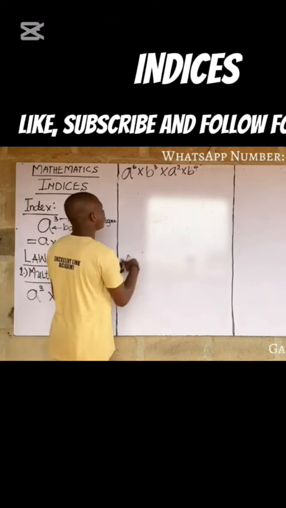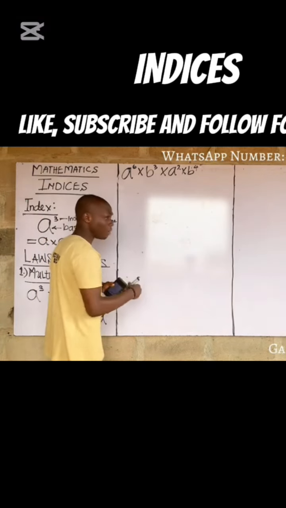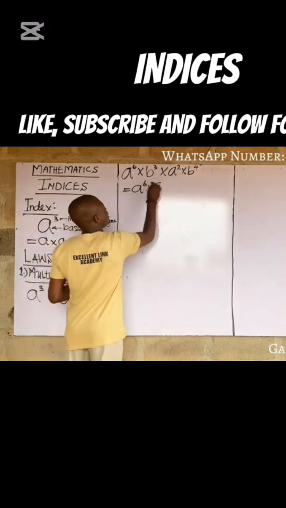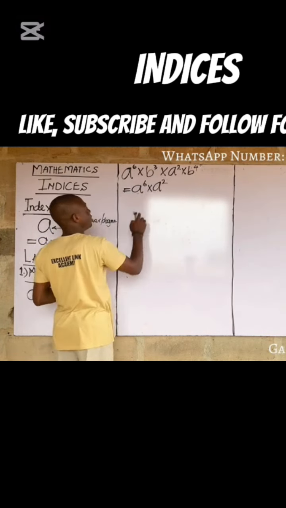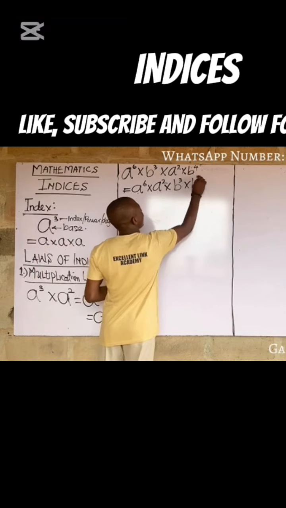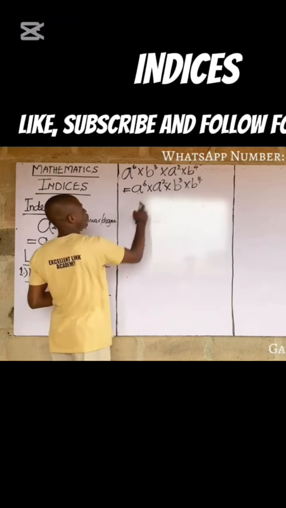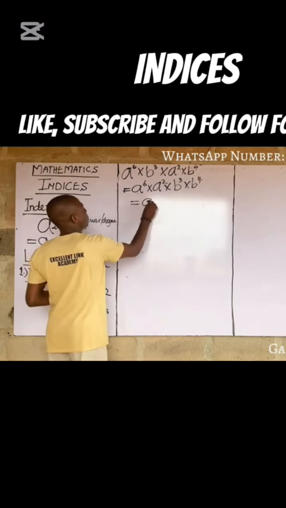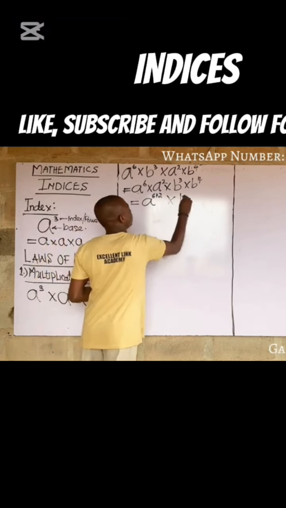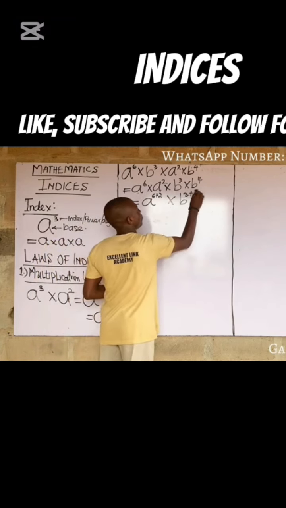So my task now is that I'll bring the terms that have the same base together. So I have a to power 6 times what? A to power 2. These two are the same base. Next up, times b to power 3 times b to power 4. So I can add the power together because they have the same base. That becomes a to power 6 plus 2 times b to power 3 plus 4.